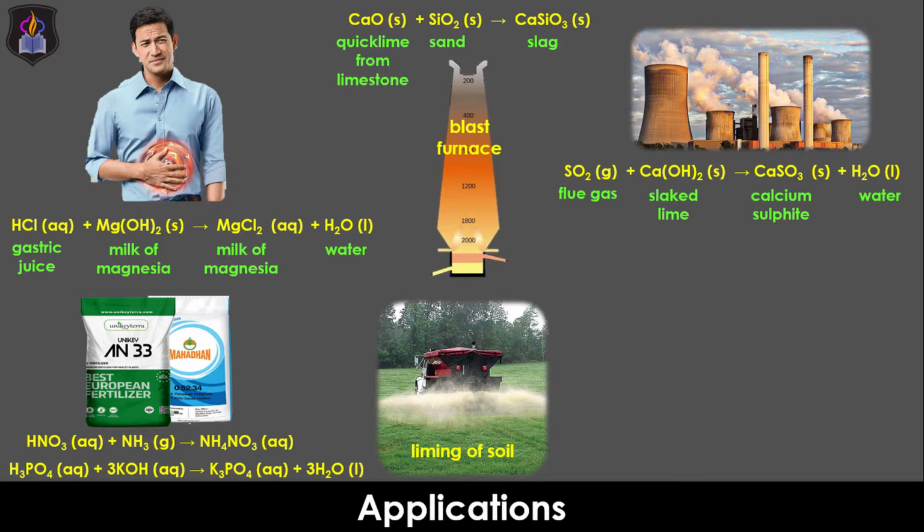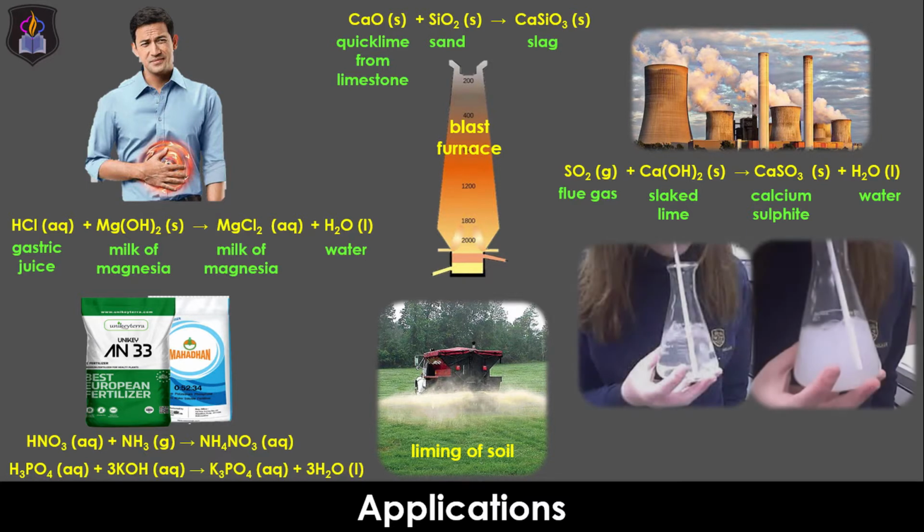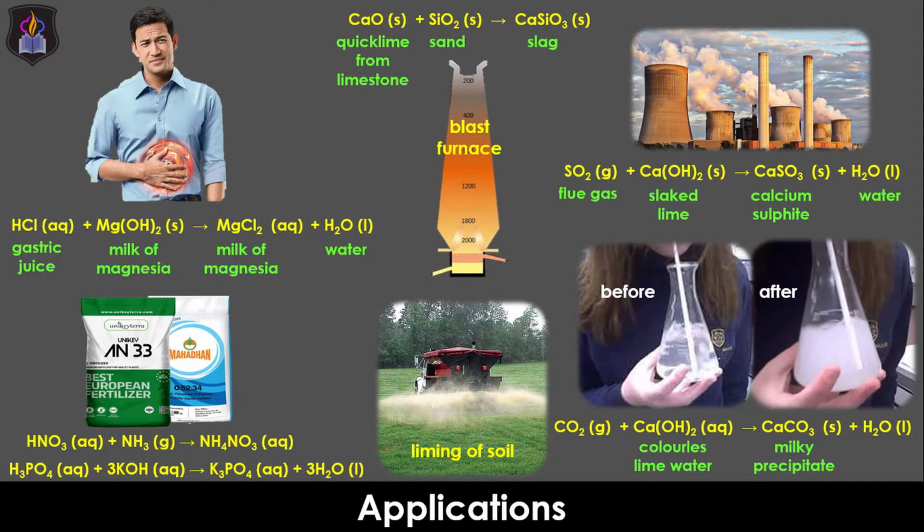Finally, neutralization reaction is also applied in the test for carbon dioxide. Carbon dioxide gas turns lime water milky when bubbled into it. Carbon dioxide, an acidic oxide, reacts with calcium hydroxide, an alkali, which is the lime water, to form a milky precipitate of calcium carbonate. A precipitate is a solid substance formed when two solutions or a gas and a solution are mixed together.